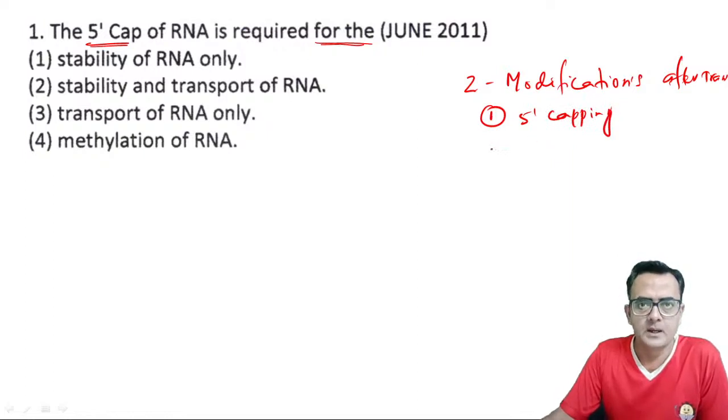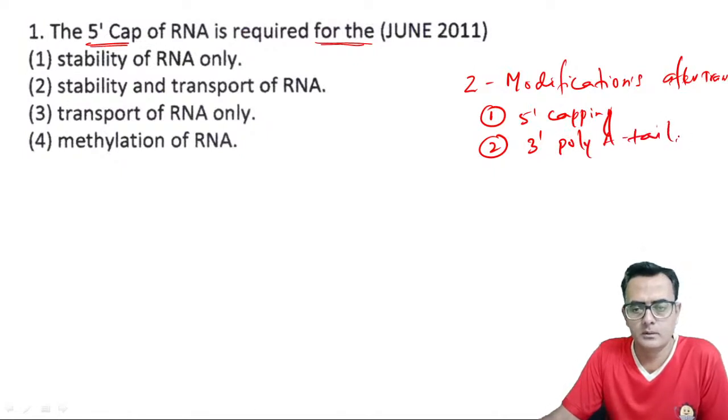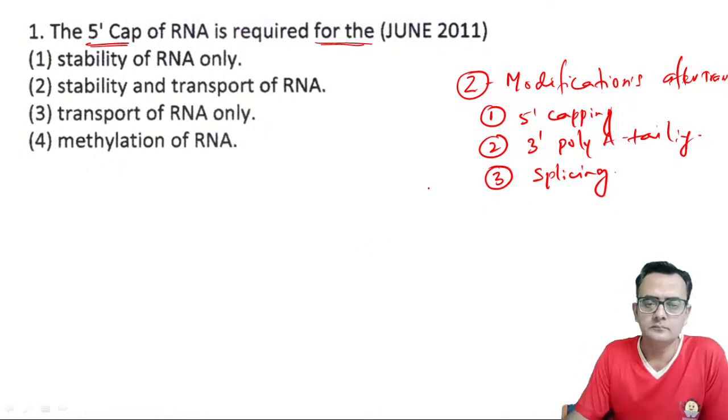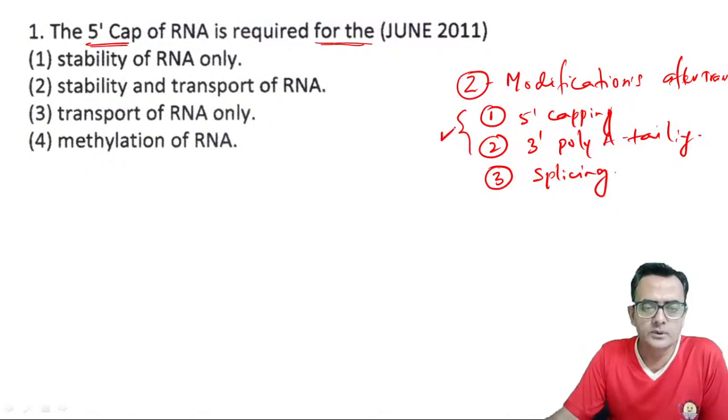and the second is 3' poly A tailing. Another, third modification is also there, that is called splicing. We won't discuss splicing in this video, we'll discuss it separately. So here we focus on these two, 5' capping and 3' polyadenylation.